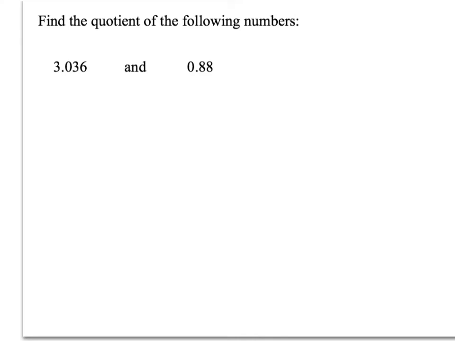Okay, finding the quotient. We have 3.036 divided by 0.88. So again, write that as a fraction.